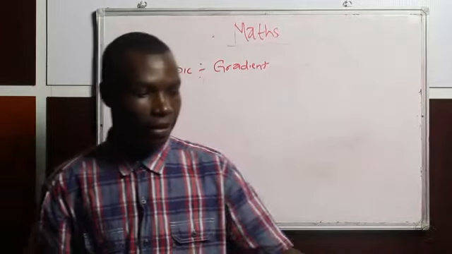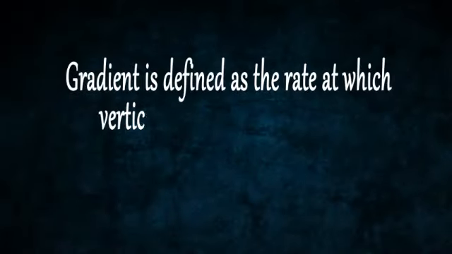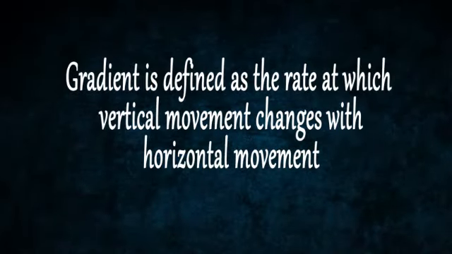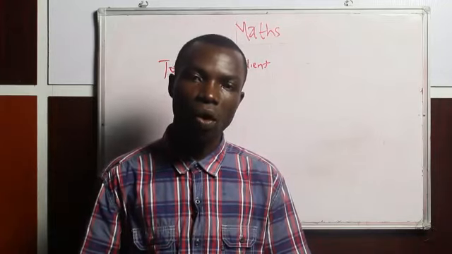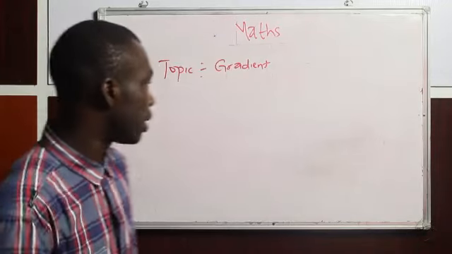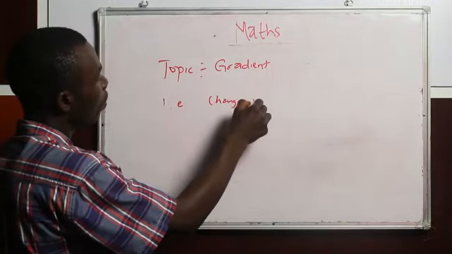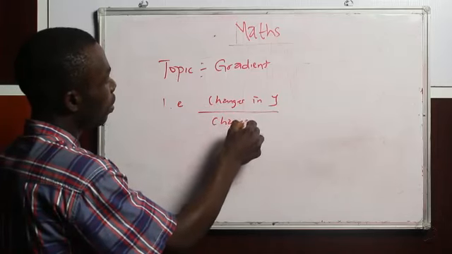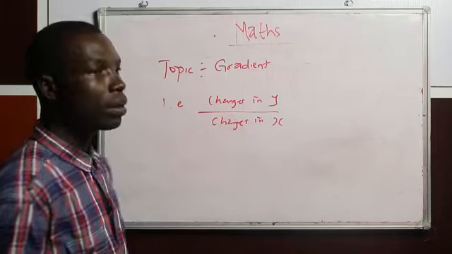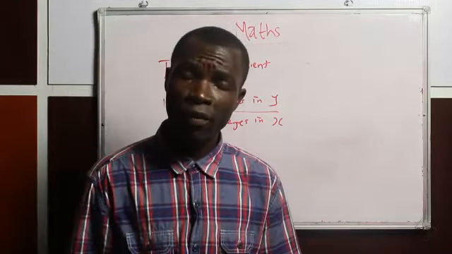What is gradient? Gradient is defined as the rate at which vertical movement changes with horizontal movement, either it increases or decreases. That is, changes in y over changes in x.